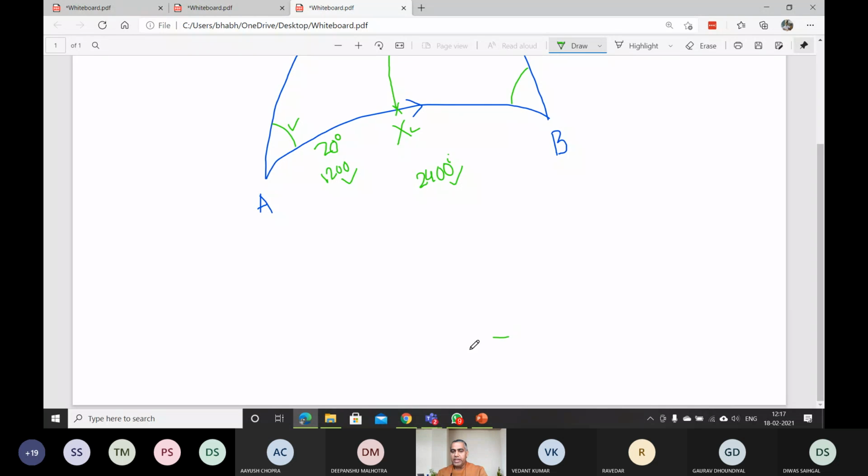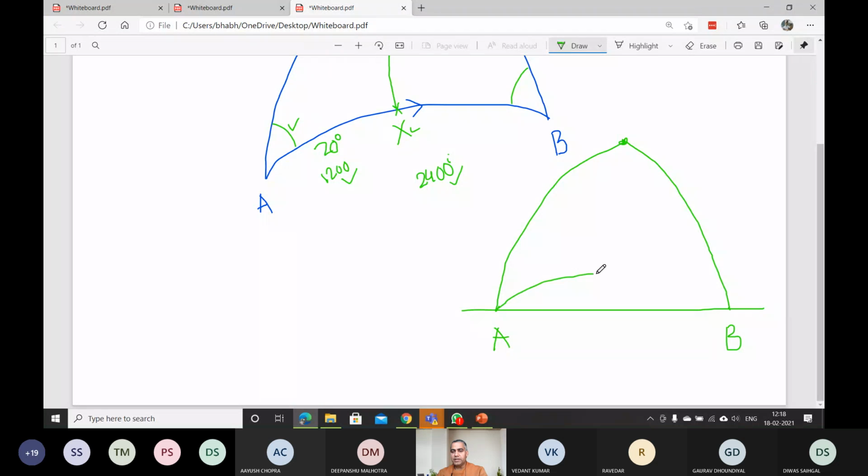Let us say this is point A and this is point B. If you make the PAB triangle, then let me make the great circle track. The great circle track would be something like this.